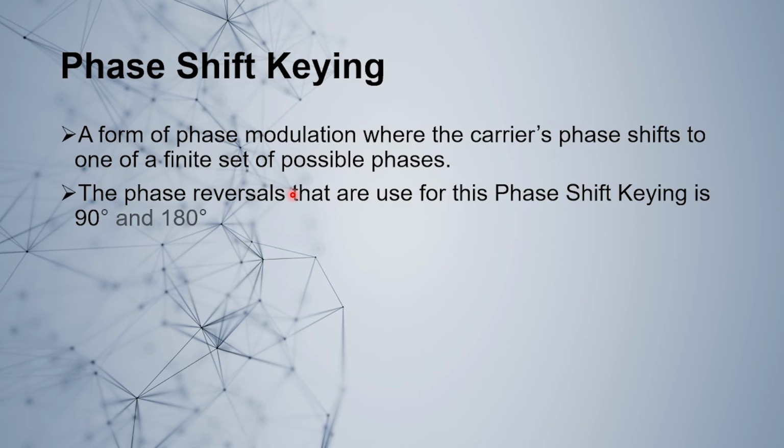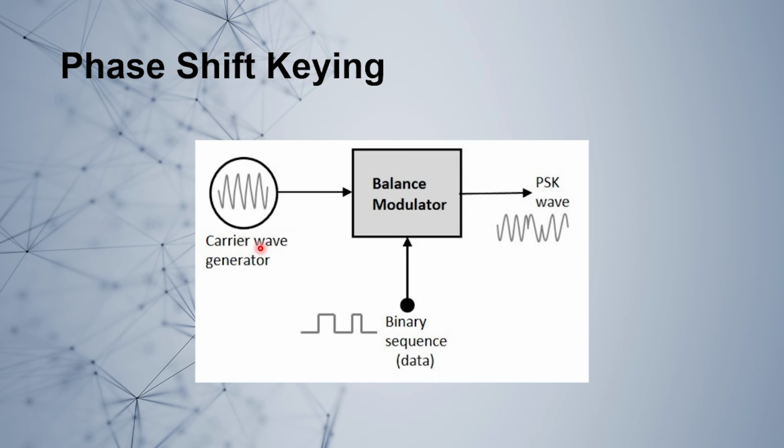So moving on to phase shifting. Phase shifting is the modulation technique where the carrier phase shifts to one of a finite set of possible phases. We usually use 90-degree and 180-degree for this one, but it has another extension of this technique which uses 4 phase degrees, but we'll see that later. So this is the main concept.